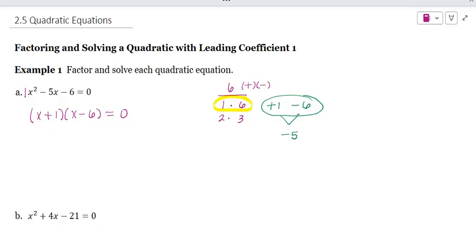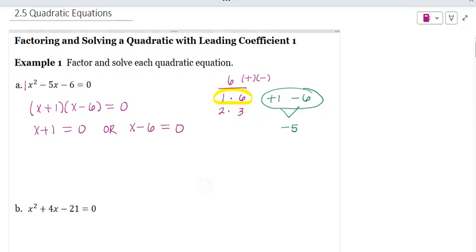Now what I'm going to do is use the zero product property that tells me I have two items being multiplied together. Here's one of them and here's the other. Their product is equal to 0. So that means that at least one of them has to equal 0. So I'm going to split this into two separate equations: x plus 1 equals 0 or x minus 6 equals 0. And then I'll solve each of those separately.